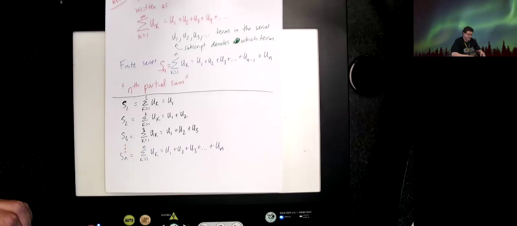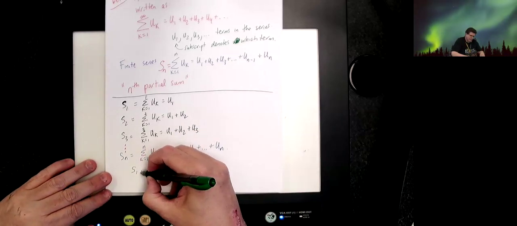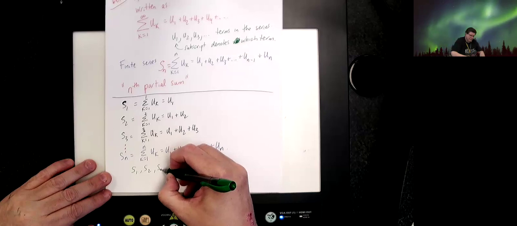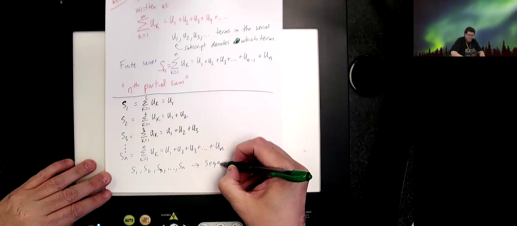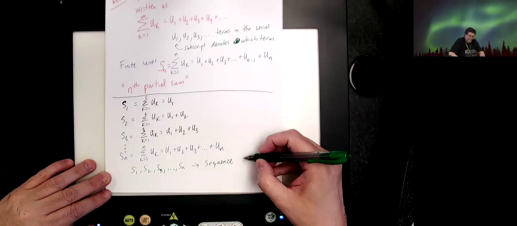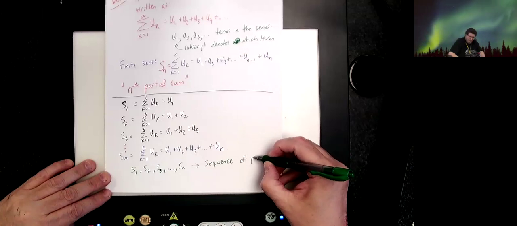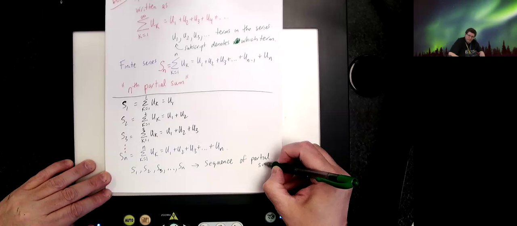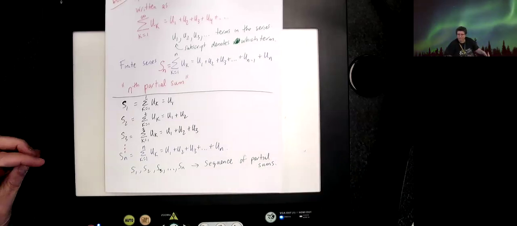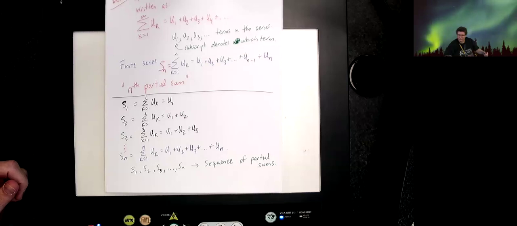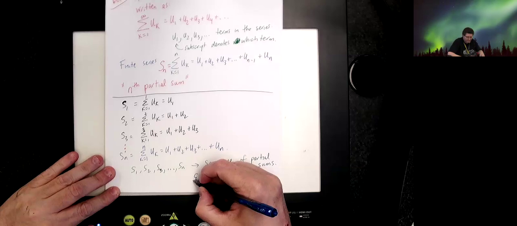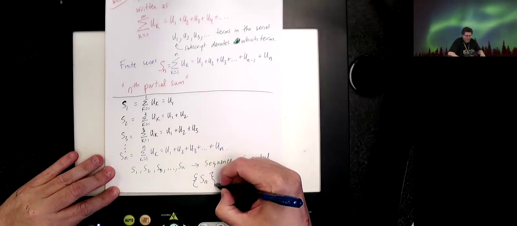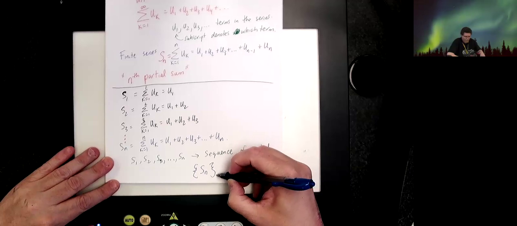And you'll notice we have S1, S2, S3, S sub n. This is a sequence. We've created a sequence of partial sums, and so if we wanted the infinite sequence, we could call this, using the curly brace notation, S sub n from n equals 1 to infinity.